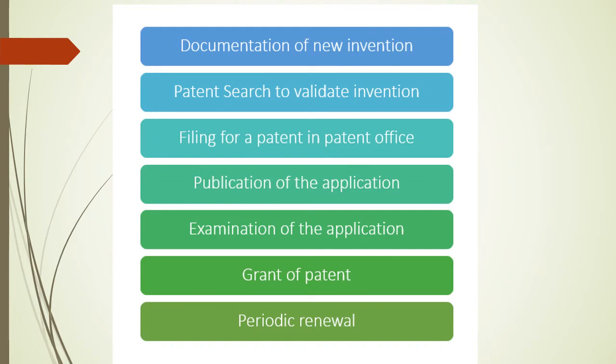Let's discuss the procedure, the different steps to file a patent. First, documentation of the new invention, patent search to validate the invention, filing for a patent in the patent office, publication of the application, then examination of the application. Many people do not consider this point, and that is their mistake. Then grant of patent and periodic renewal.